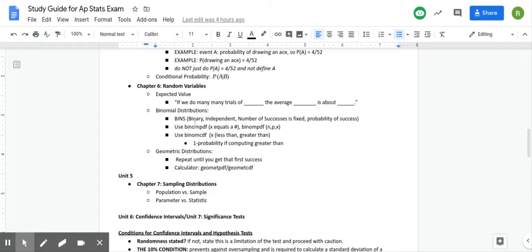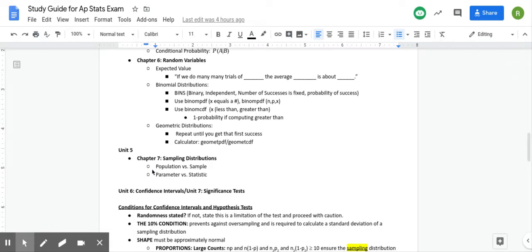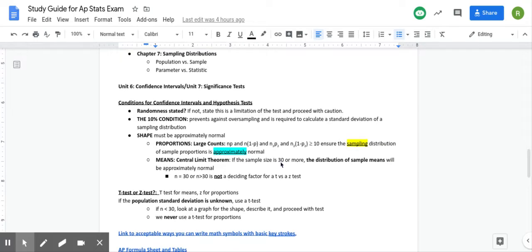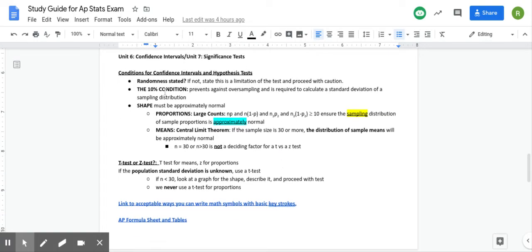Binomial and geometric, possibly on there. Outside chance, I'd say probably not, but good to have it there in case you need to reference it. Moving on down to this part over here.